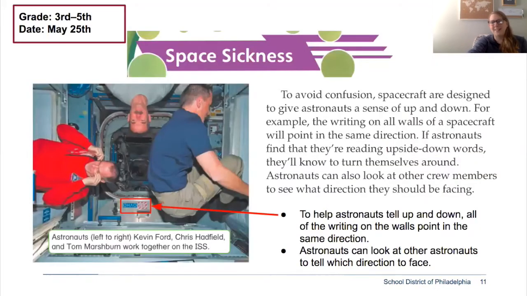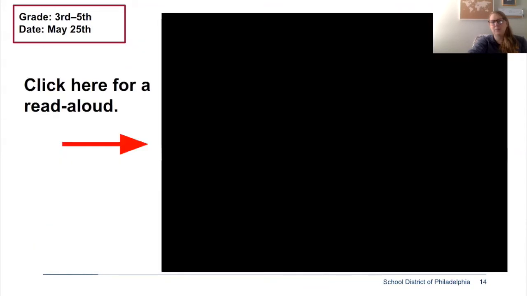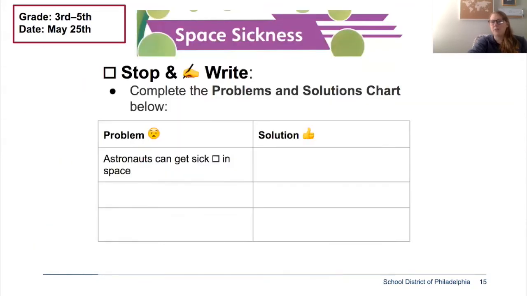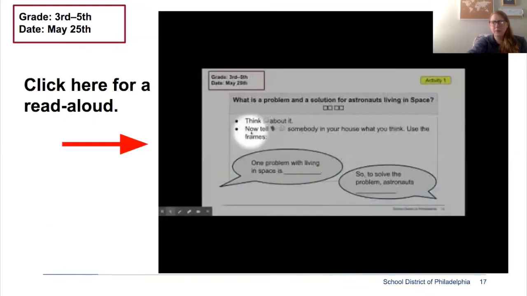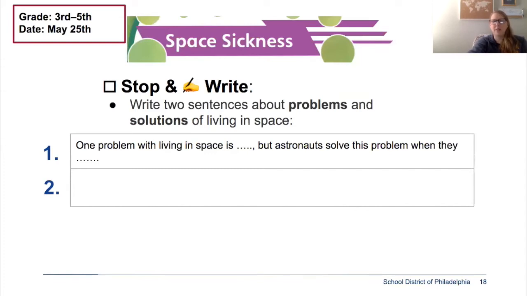All right, so we have some information about some of the health issues that astronauts experience in space, what they call space sickness, and our problems and solutions chart. So for example, one problem is an astronaut can get sick in space. What did it say? What was a solution? How can they avoid getting sick in space? Okay, here you're going to stop and write sentences using that graphic organizer, or that problem and solution chart you just made. You're going to take that information and put it into a sentence. One problem with living in space is, and then how the astronauts solve that problem.